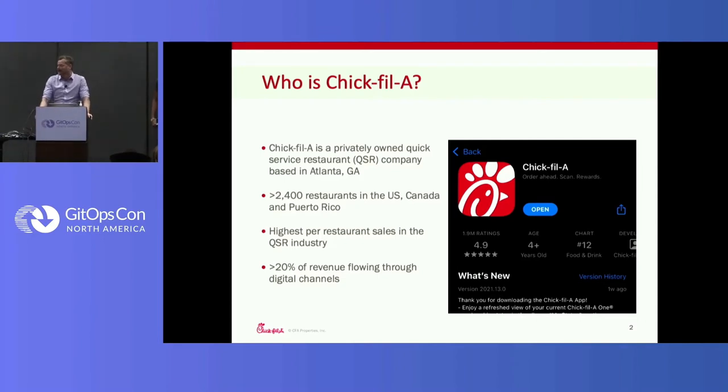Our per restaurant scale is significant. We have by far the highest per restaurant sales in the QSR industry. Currently, more than 20% of revenue is flowing through our digital channels. Our mobile app, Chick-fil-A One and Chick-fil-A.com, drive the vast majority of these sales, and we've seen significant growth in these channels since March 2020, when the impacts of COVID started in North America.